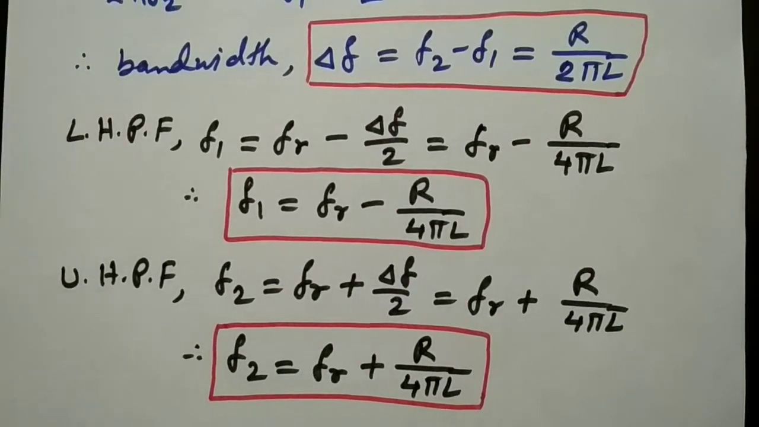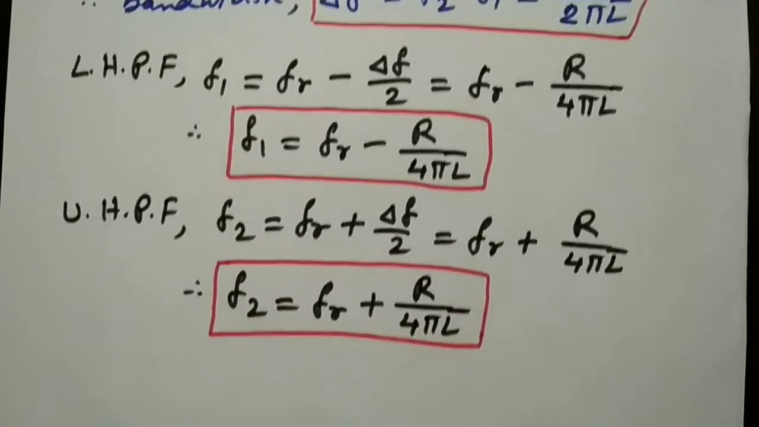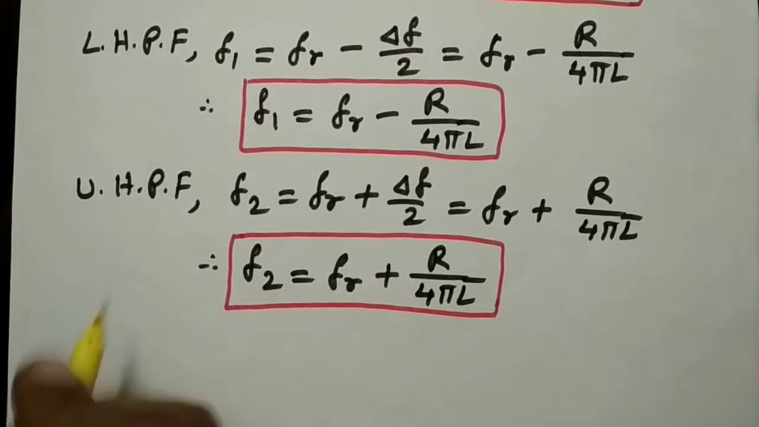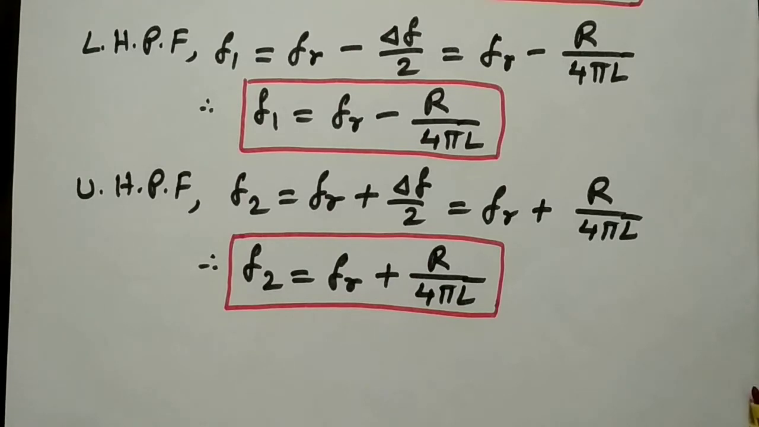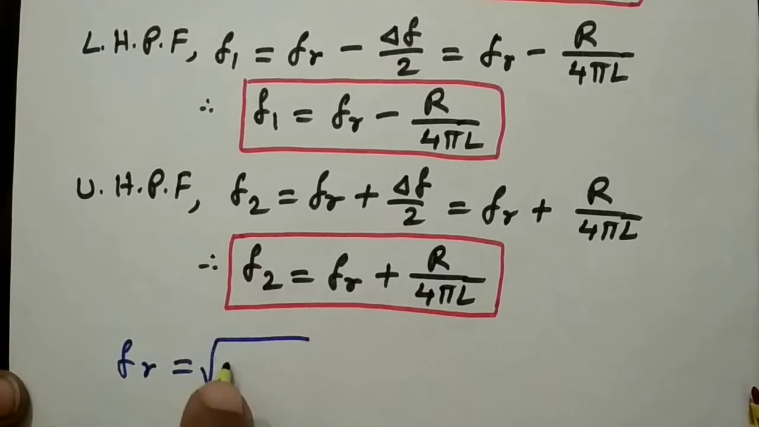Now it can also be seen that if we multiply f1 and f2, then it will be the value of the square of the resonant frequency. In other words, fr can also be represented as the square root of f1 and f2.